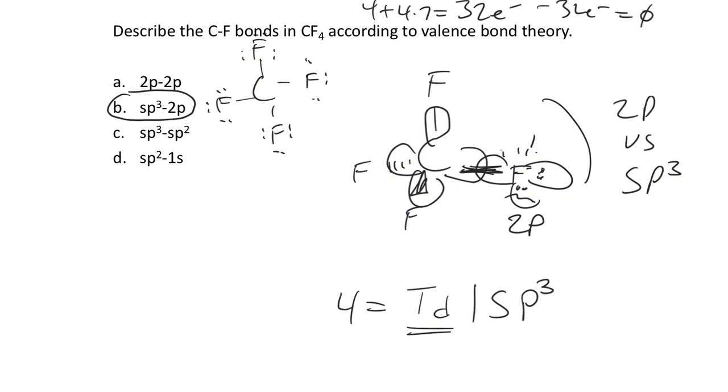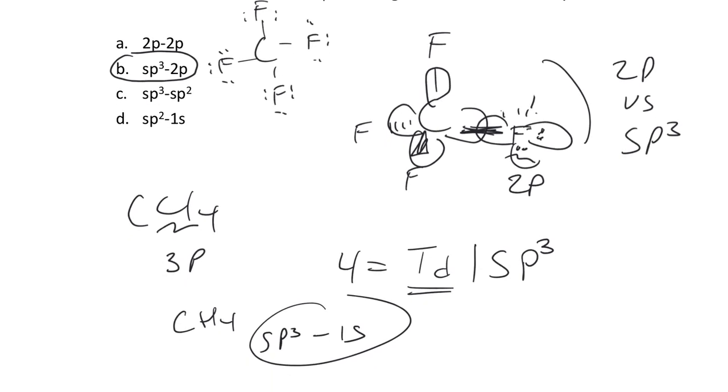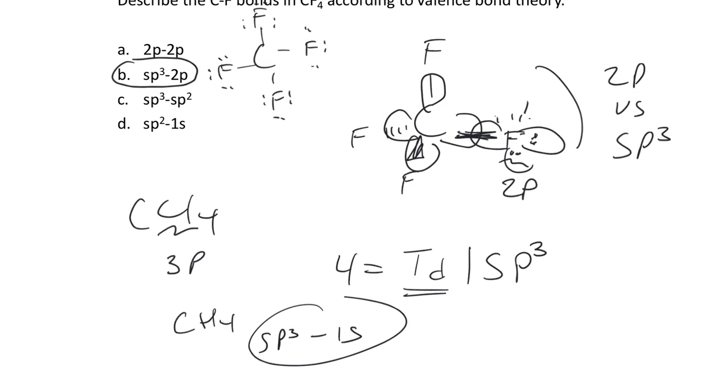So we call it sp3 2p overlap. If this were like CCl4, then chlorine's largest orbital would be a 3p, so we'd have sp3 3p overlap. If you had like CH4, we'd have sp3 and then 1s overlap from the hydrogen to make our bond. So you're just looking at the given atom, chlorine versus fluorine versus hydrogen. What's its largest orbital that's going to overlap with those hybrid orbitals?